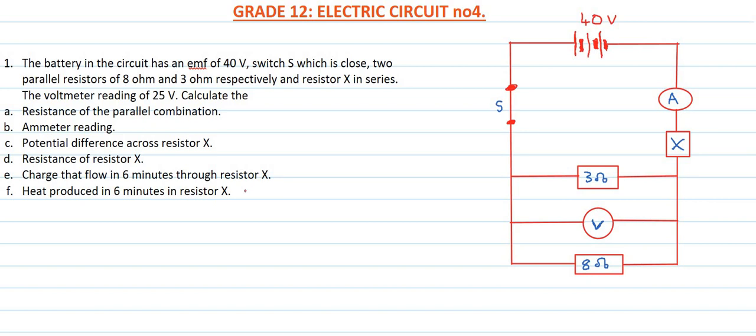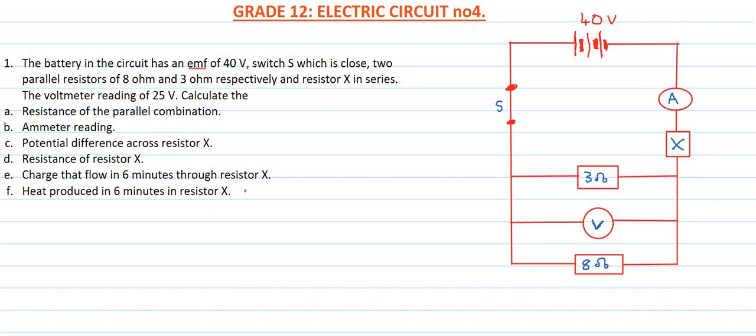That's number 1. Number 2, the ammeter reading. Number 3, the potential difference across resistor X. Number 4, the resistance of resistor X. Number 5, the charge that flows in 6 minutes through resistor X. Number 6, the heat produced in 6 minutes in resistor X.